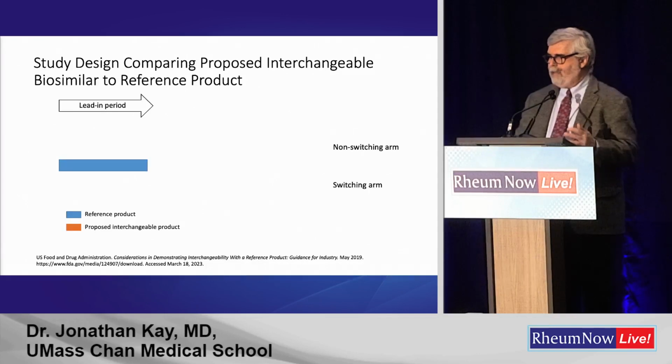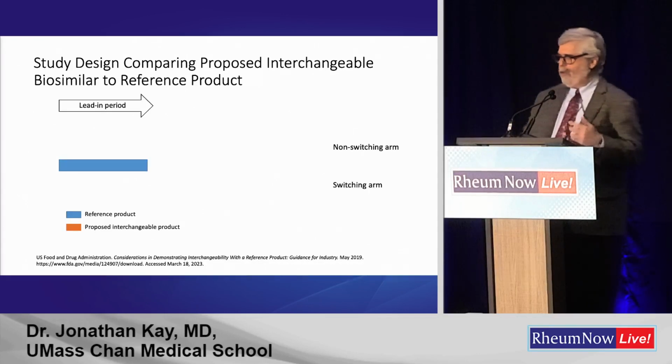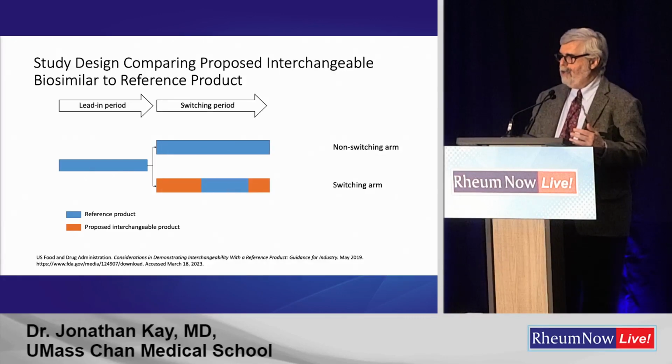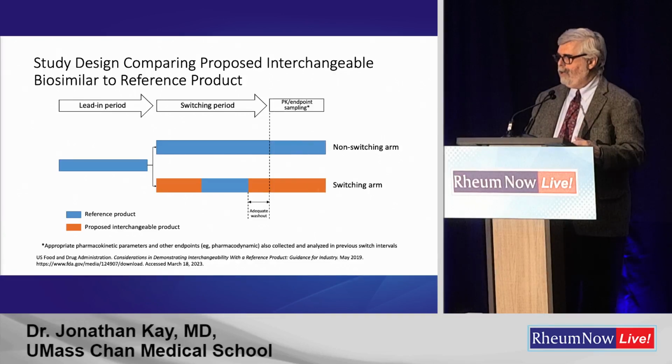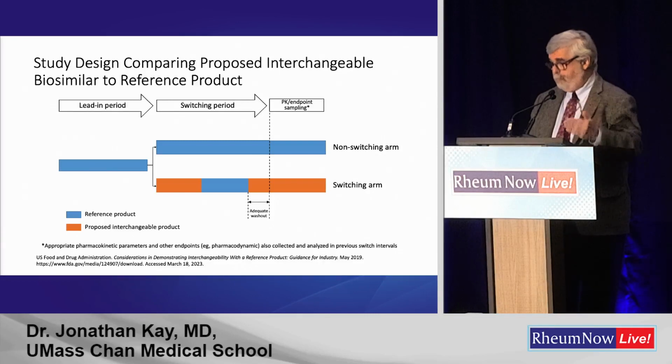So this is the schematic diagram. All subjects are on the reference product, and then they're randomized either to the non-switching arm or the switching arm, where they have switches, 3 switches back and forth. They have an adequate washout, and then pharmacokinetic endpoint sampling occurs, and they end up either on the biosimilar candidate, or the approved biosimilar, the interchangeable biosimilar candidate in the switching arm, or they remain on the reference product in the non-switching arm.